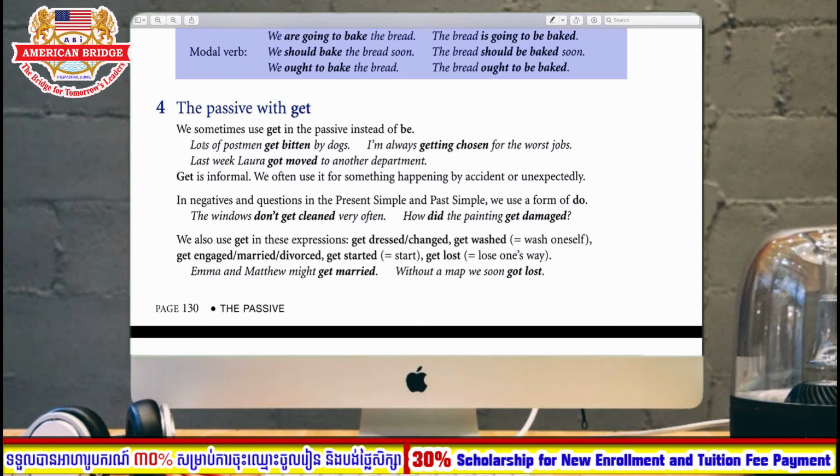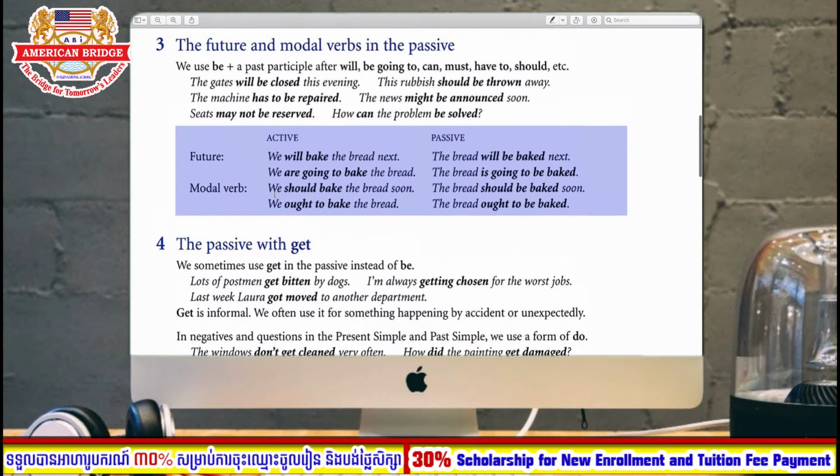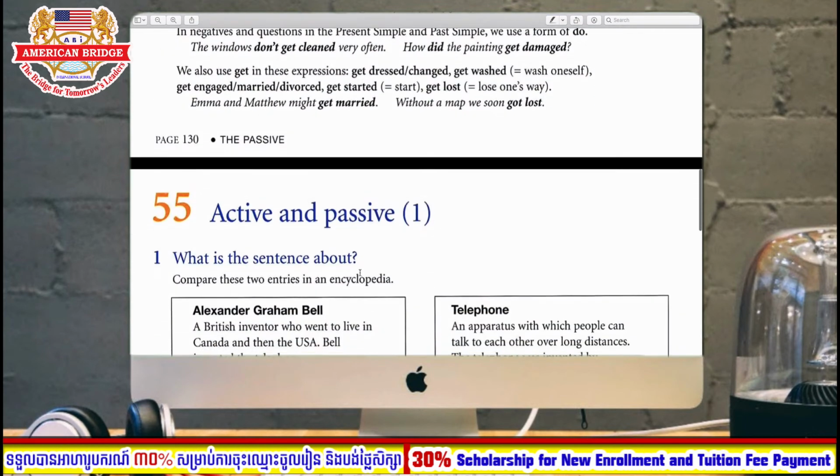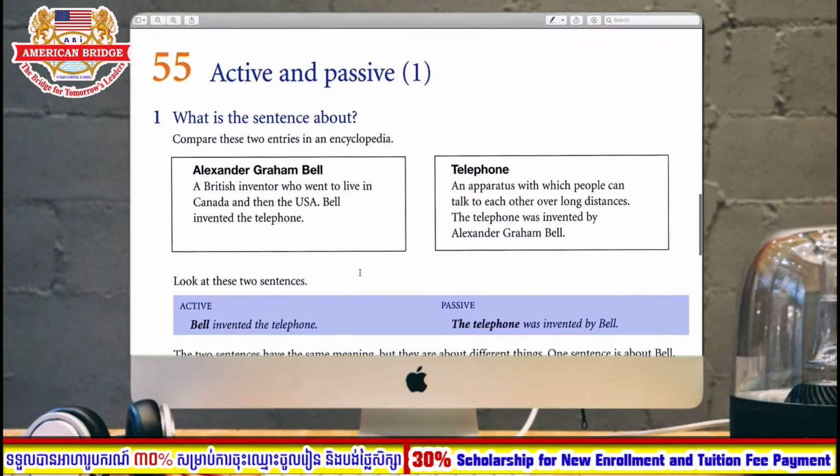So here, as you can see in the example, I don't really recommend that you use all of these in your academic writing, because it's stated that "get" is informal. Okay, so try not to use it, just stick to the main point here: be plus past participle. Okay, so let's move on to another in-depth detail.